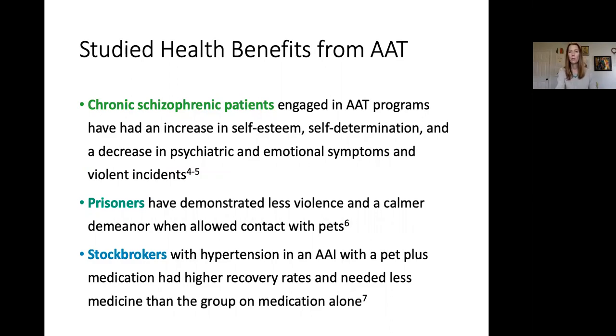If we want to go more into some of the nitty-gritty details about what we're seeing with different patient populations, we can see that within chronic schizophrenic patients that have been utilizing an animal-assisted therapy program, they have shown an increase in their self-esteem and their self-determination, and they have shown a decrease in psychiatric and emotional symptoms, as well as violent incidents. Some of this research has been done with canine animal-assisted therapy programs, as well as equine, so horse therapies. We have actually been able to see less violence and calmer demeanors within prison populations when they were allowed to have contact with animals and pets.